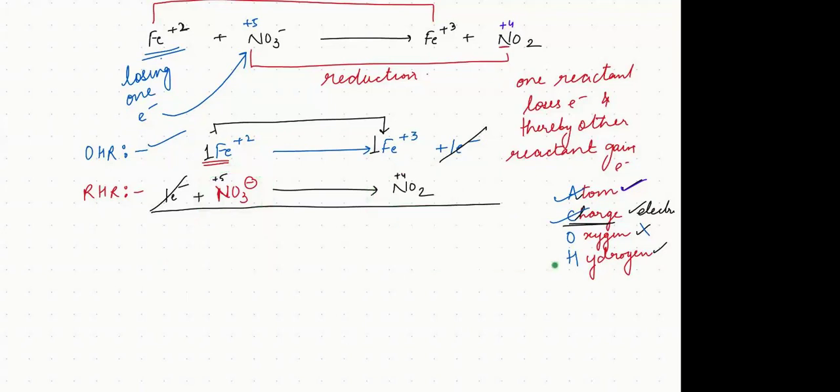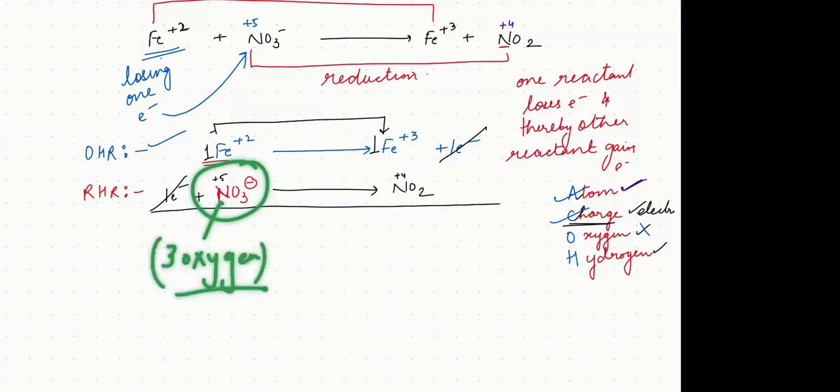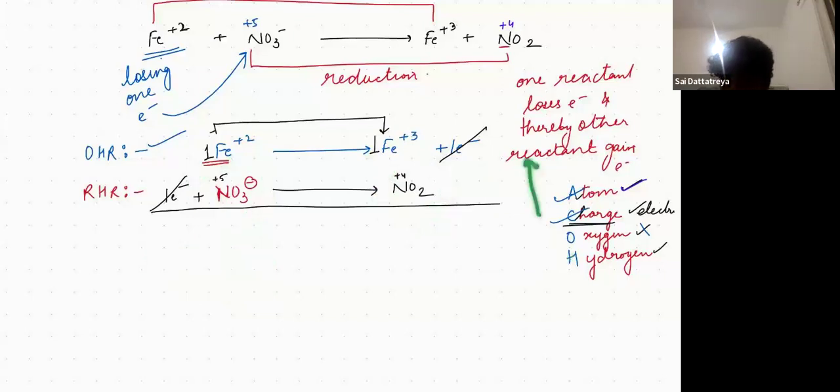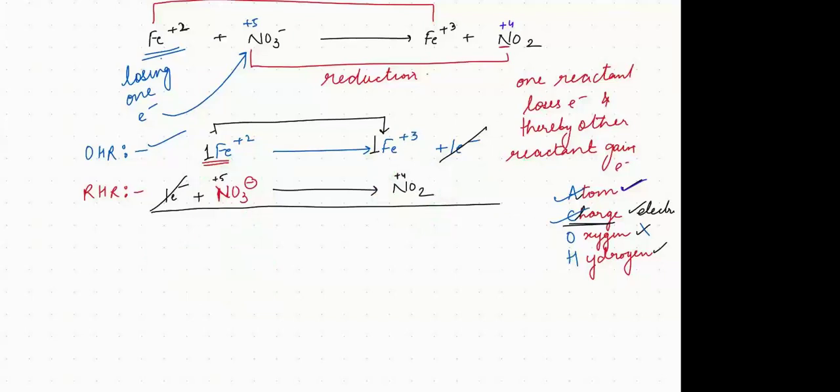So on the reactant side, we have 3 oxygen, and on the product side, we have 2 oxygen. So which side is the oxygen less? On the product side. So I have to increase the oxygens on that side. So what am I going to do? I'm going to add water. Why? Because one water molecule has 1 oxygen.